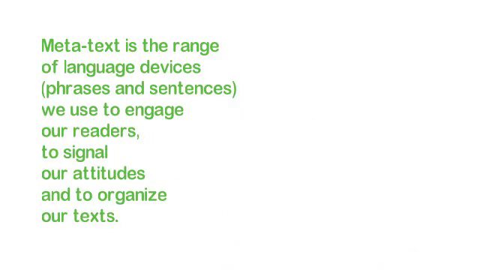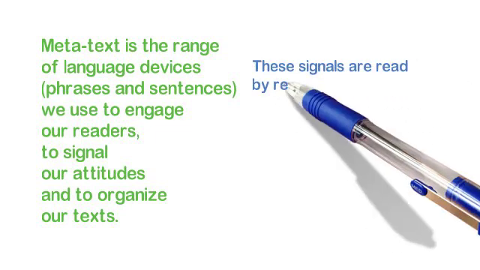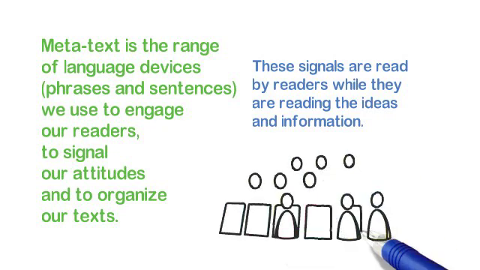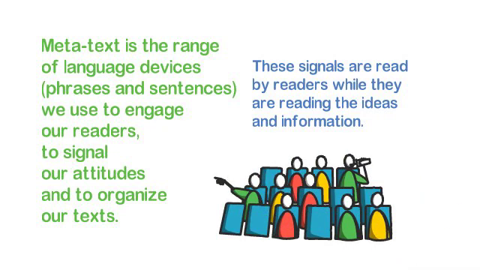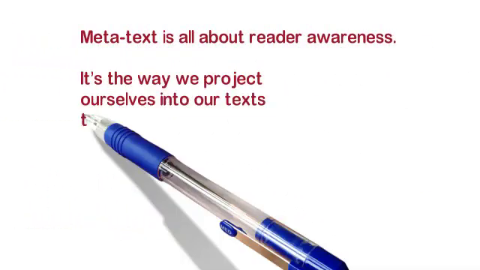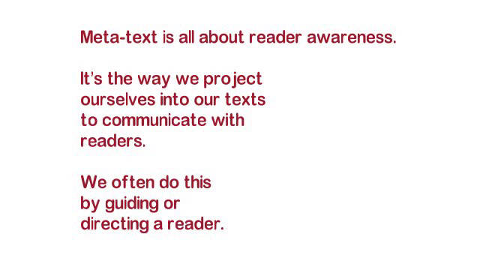Metatext is a range of language devices, phrases, and sentences that we use to engage our readers, to signal our attitudes, or to organize our texts. These signals are read by readers while they're reading the information and ideas as well. So metatext is all about reader awareness. It's the way we project ourselves in our texts and the way we communicate with our readers.